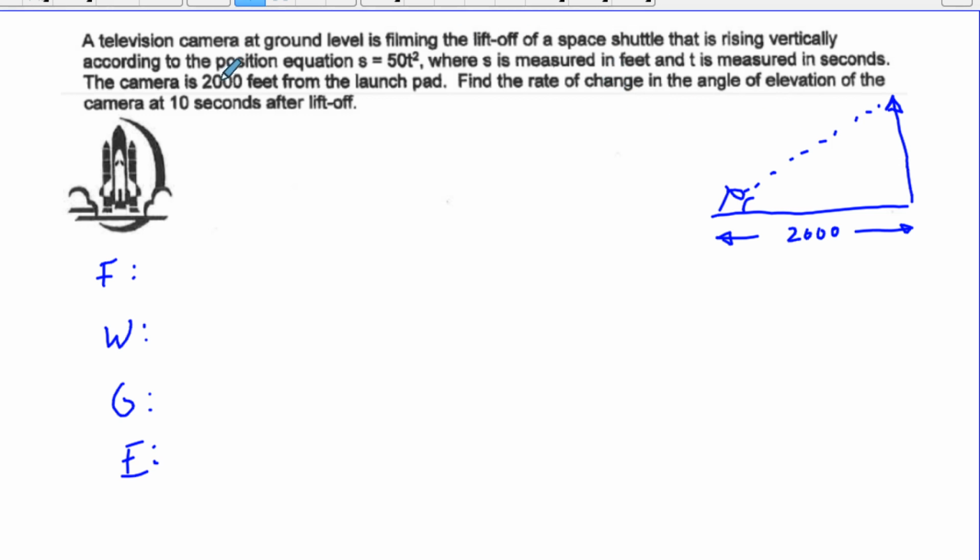And the rocket is going, according to the equation, s equals 50t squared. And we're interested in where we are 10 seconds after liftoff.